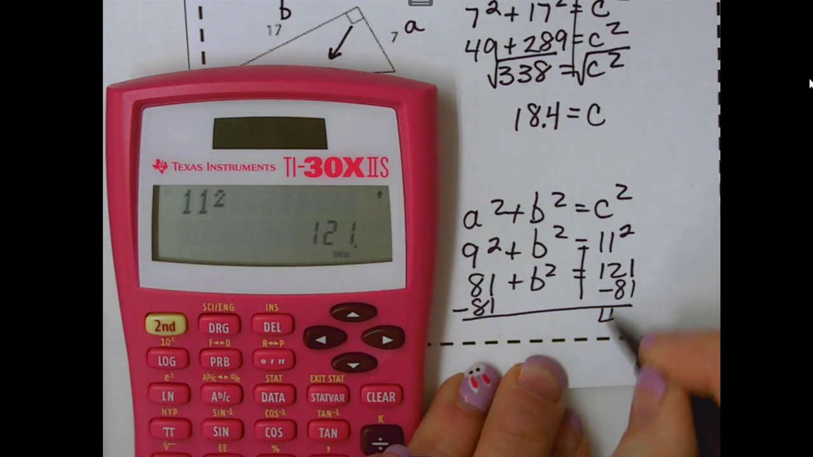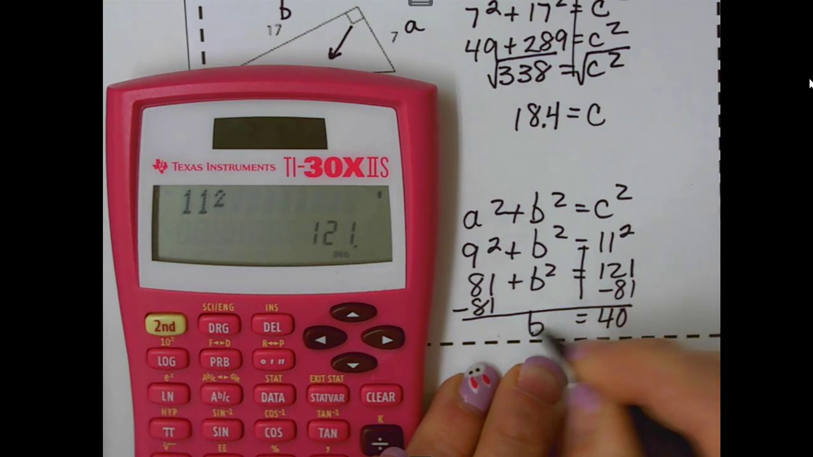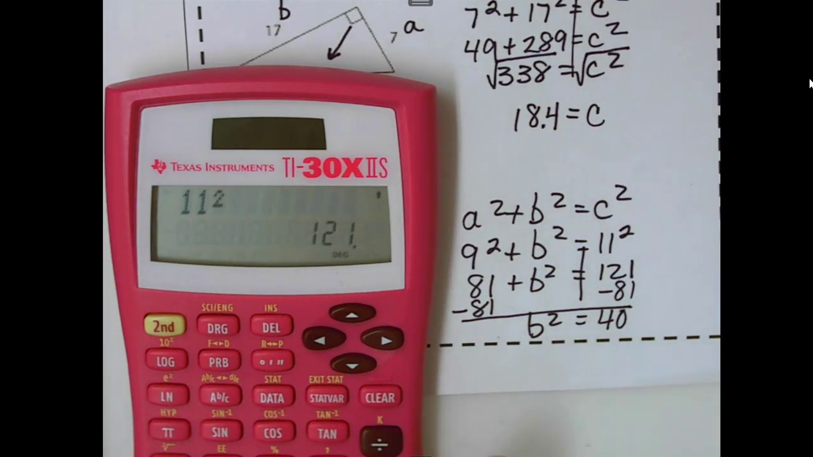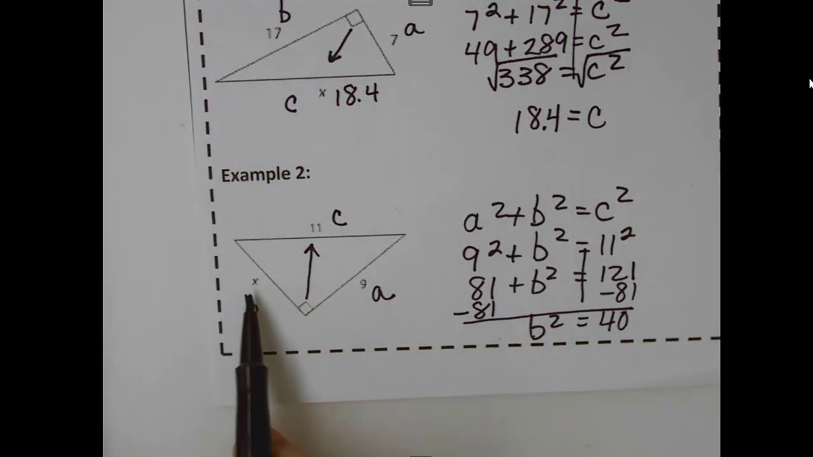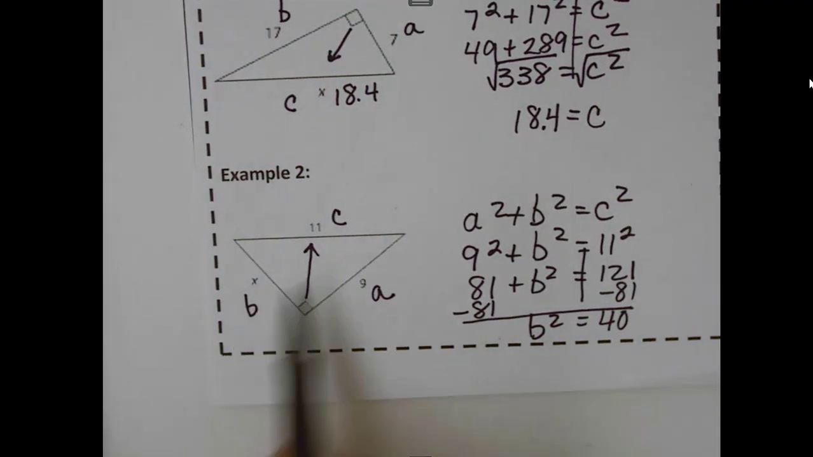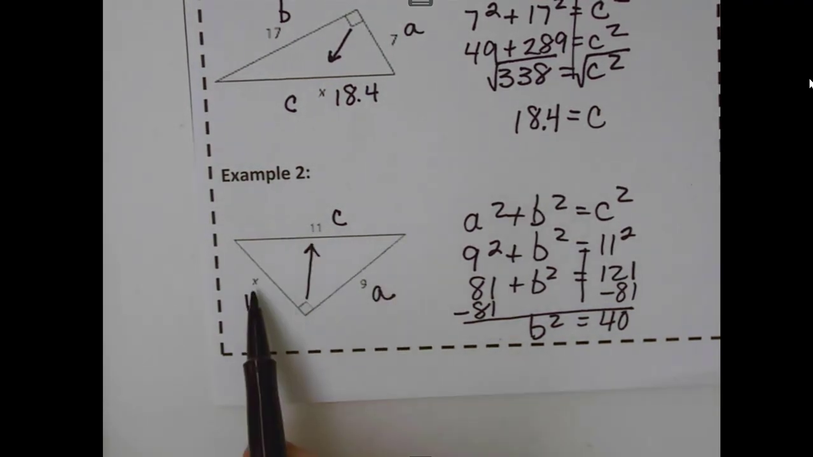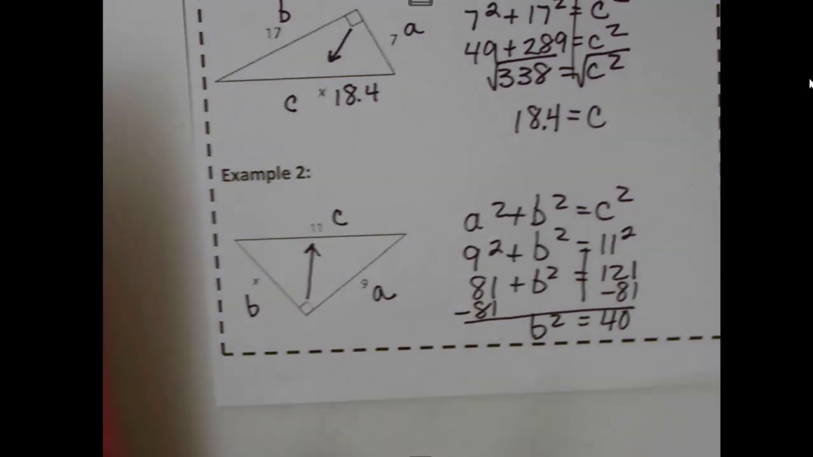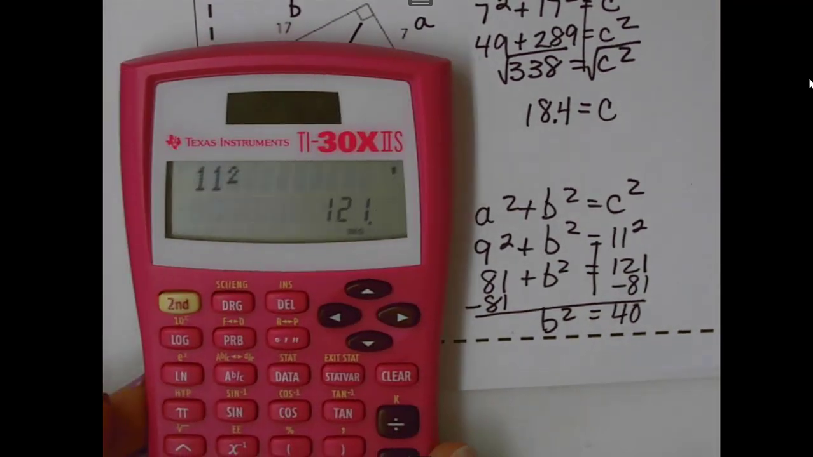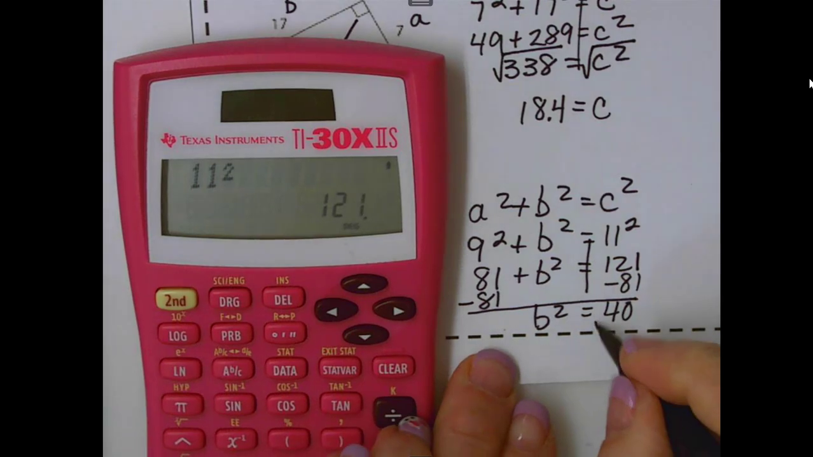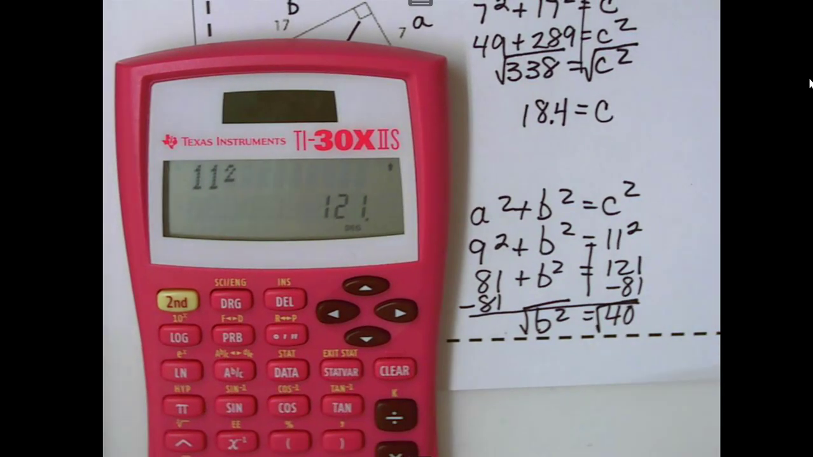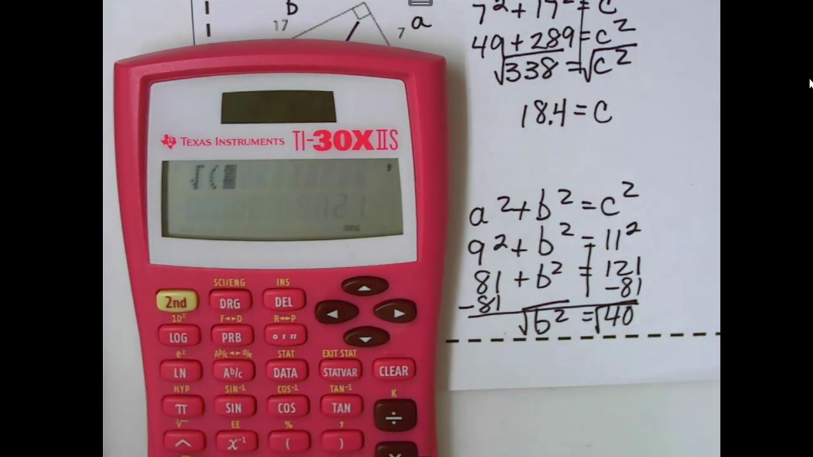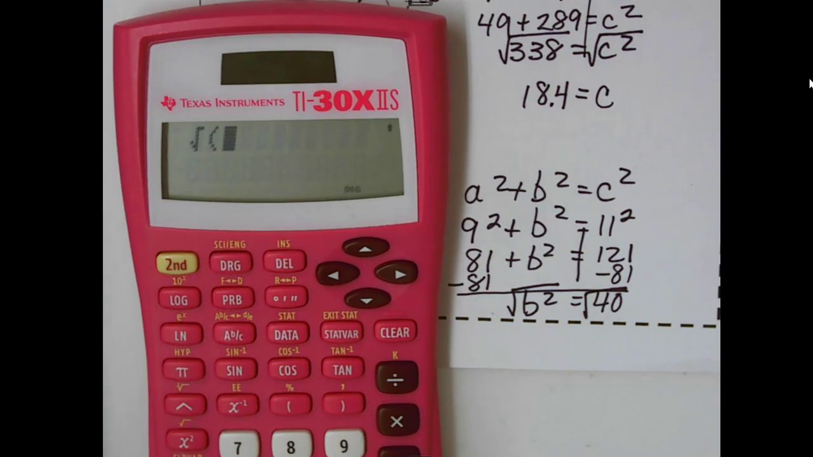And the value is 40. Now again, if we would say, oh, that leg is 40, that would make sense, but our hypotenuse is 11, so we know that this could not be 40. So we just have to remember that last step is to take the square root. And I'll hit second x squared, and type in 40.